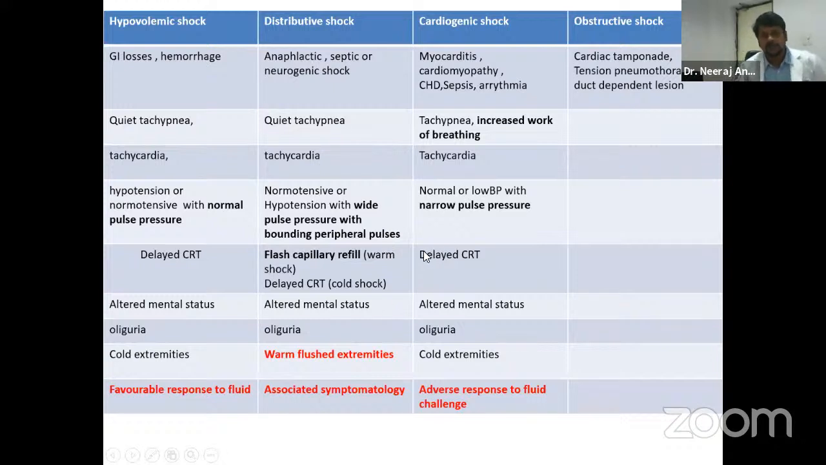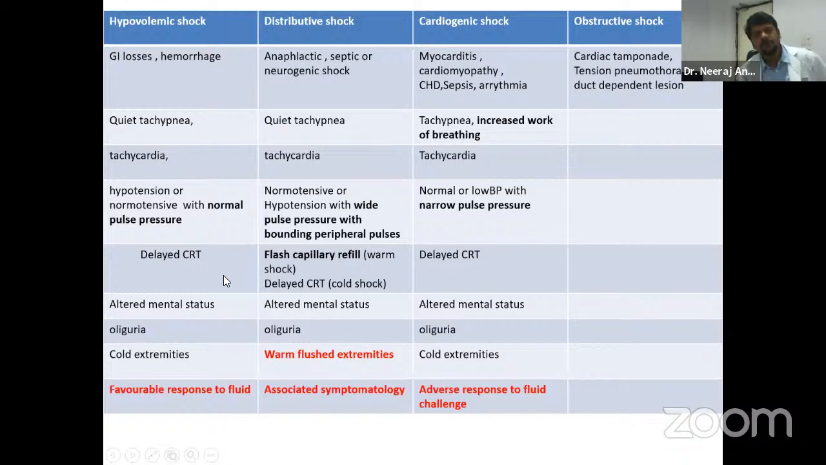Now, in all types of shock, tachycardia will be a common feature. In hypovolemic as well as distributive shock, the patient will have quiet tachypnea. That is, the tachypnea will not be associated with increased work of breathing. But in septic shock, if the patient additionally has pneumonia, then the patient might have increased work of breathing. In cases of cardiogenic shock, as the patient has pulmonary edema, the patient will have tachypnea along with increased work of breathing.